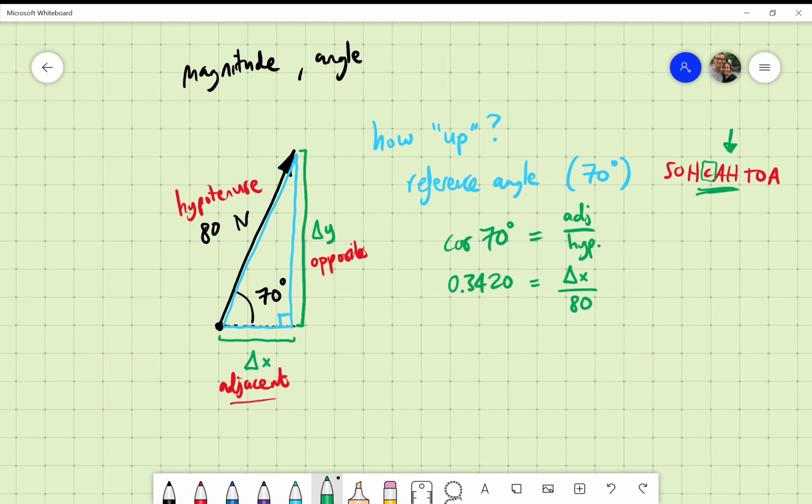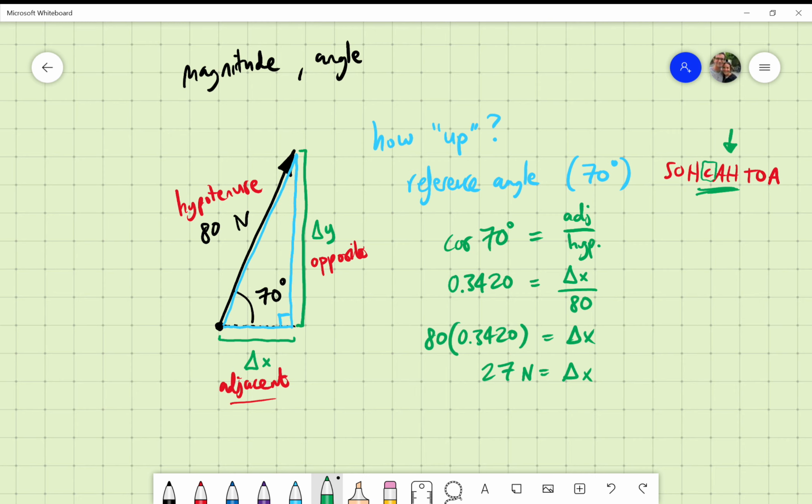Now I'm going to solve this equation for delta x, and I do that by multiplying 80 onto both sides. And mathematically, this is exactly what I was doing the other day. I'm just choosing to keep it in good, proper algebraic form. Let's round off a bit here. Let's say 27 units is delta x. And I should probably put the units on here because it was a unit question: 27 newtons.